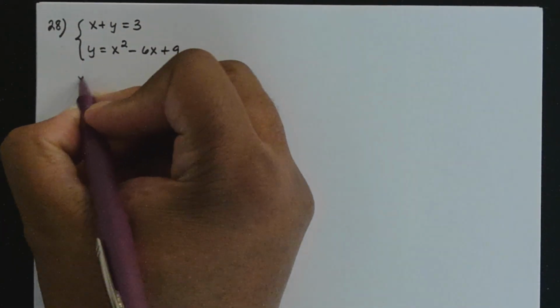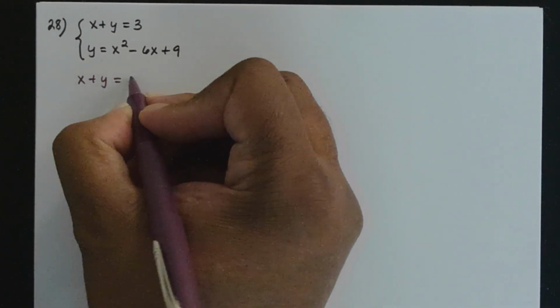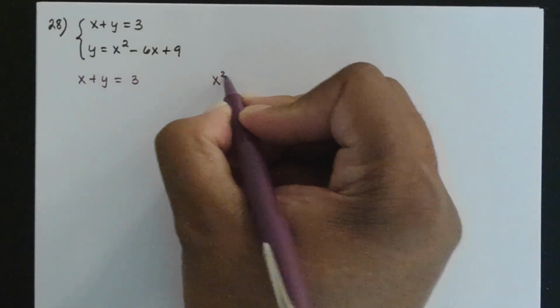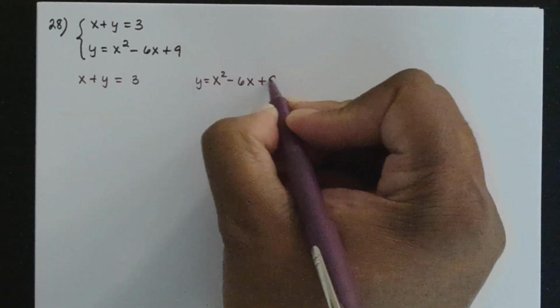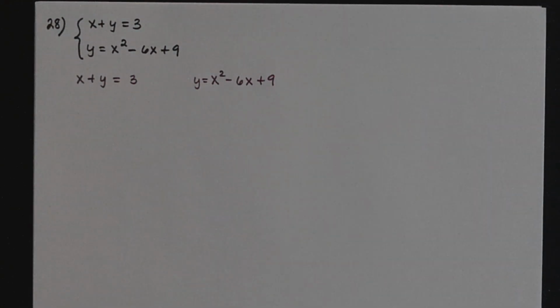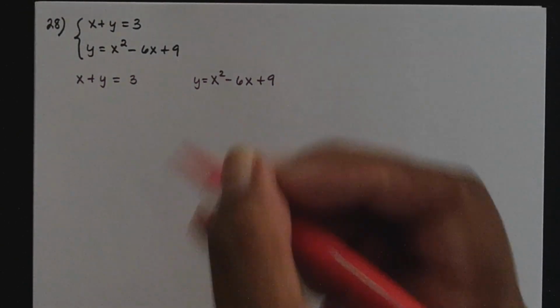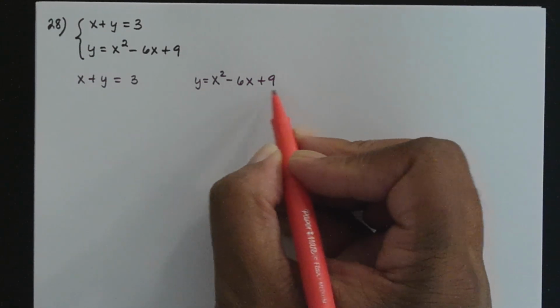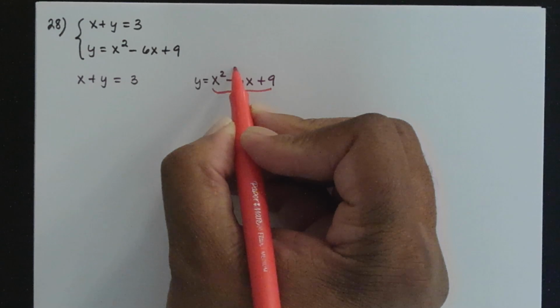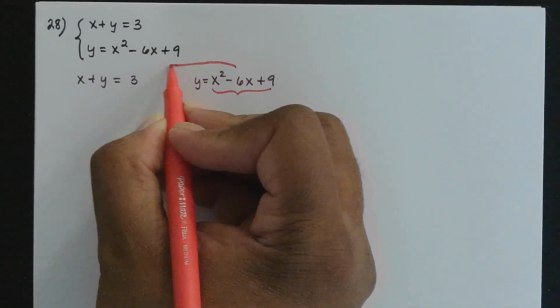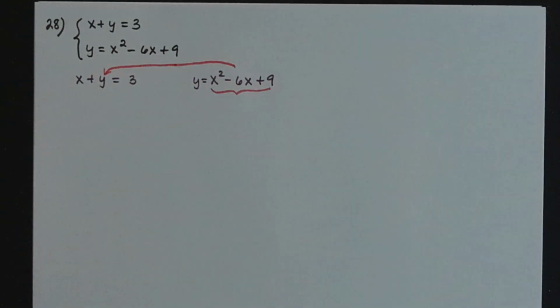All right, so here I'm going to write these two equations side by side. x plus y is equal to 3 here, and the other, y is equal to x squared minus 6x plus 9. Now, as you can see here, I've already got y equal to something, and that's the x squared minus 6x plus 9. Since y is equal to that, let's take that expression, which is what y is equal to, and substitute it for this y in the first equation, and solve.